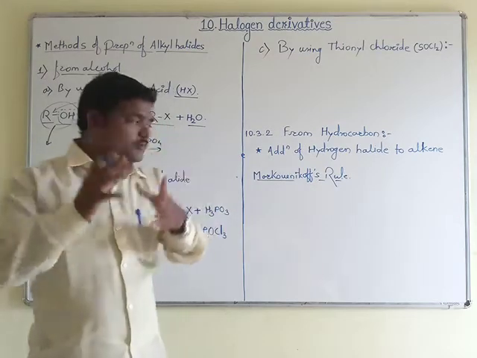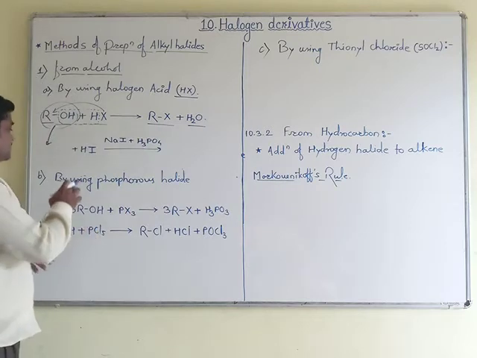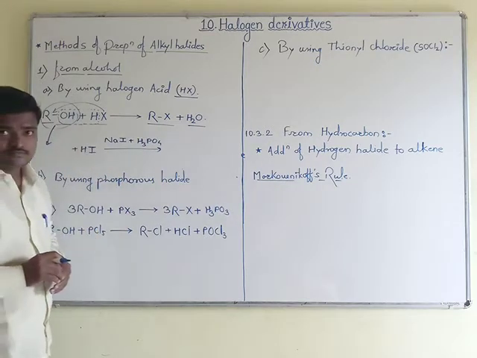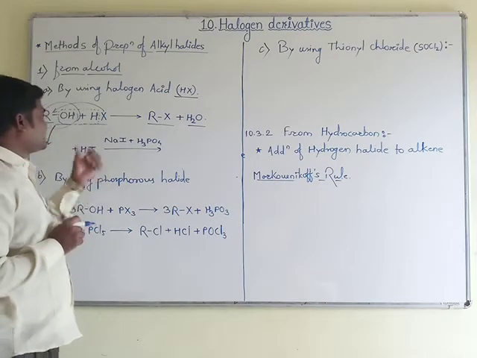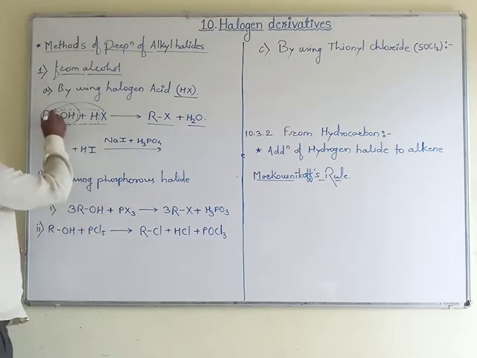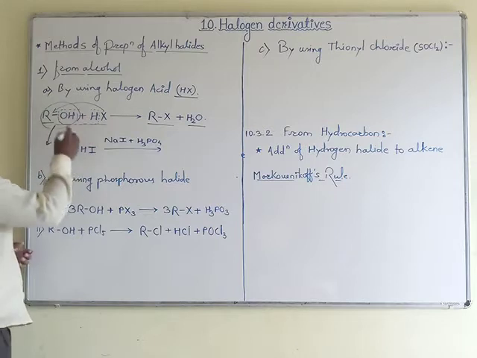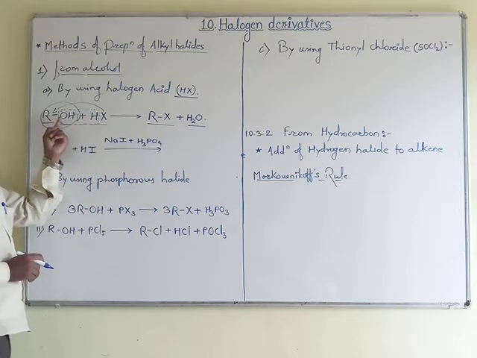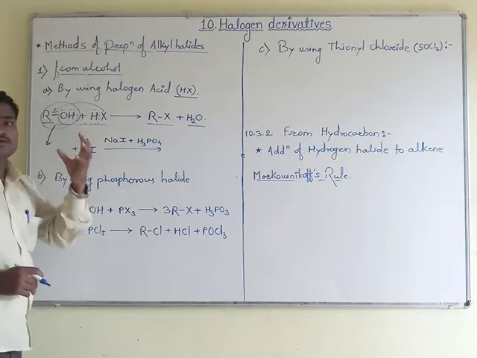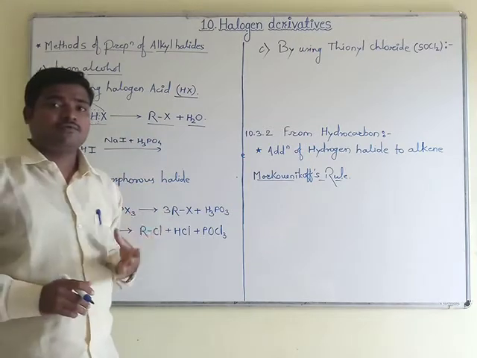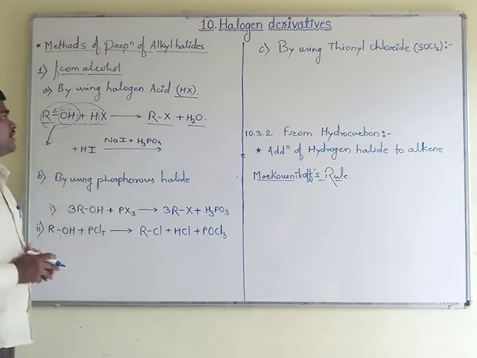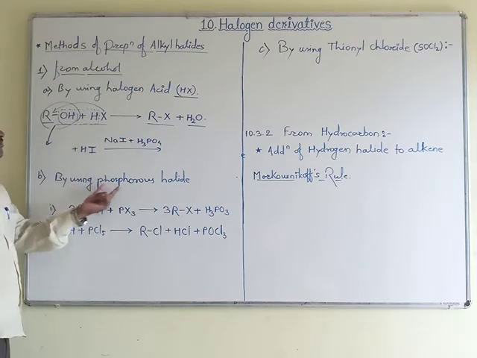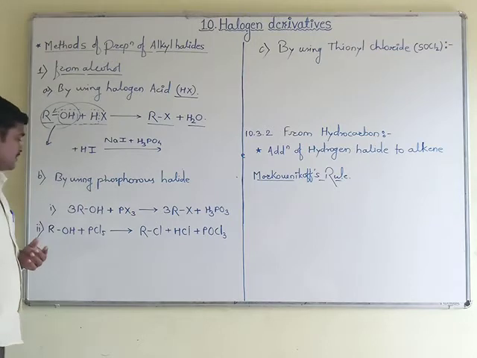Now we will move to the next point, that is by using phosphorus halide. Now one point remains here. Whenever you react these halo acids with alcohols, the bond between R and O weakens, and you will get the corresponding alkyl halide. Here we will move to the next point, that is by using phosphorus halide.